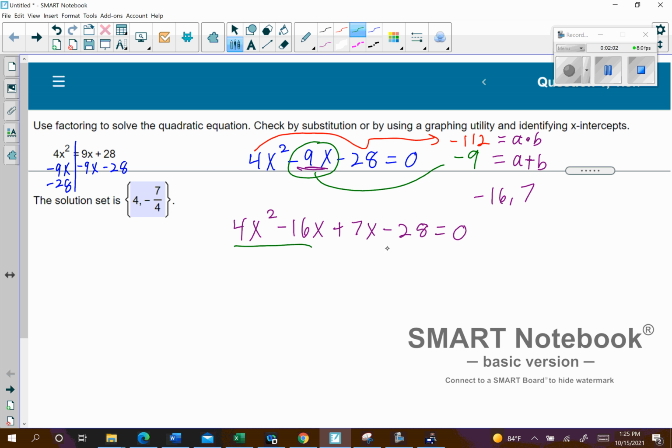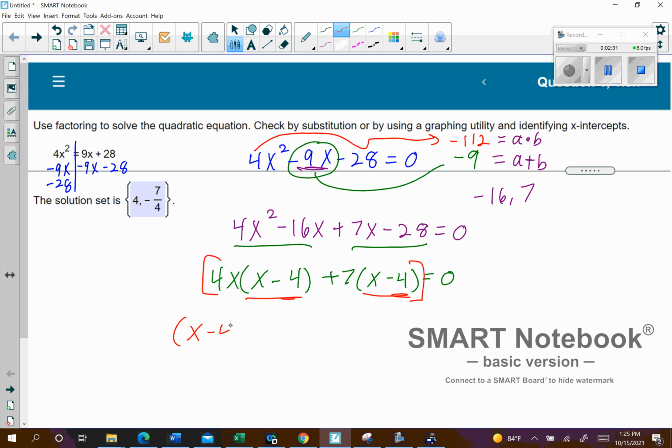And then we'll do our factor by grouping. On the first set, we'll pull out a 4x, and that'll leave us with x minus 4. On the second set, we'll pull out a 7, and that'll leave us with x minus 4 also, which is by design. And so now, between those two groups, we're going to factor out the common x minus 4, and what's left behind is the 4x plus 7.